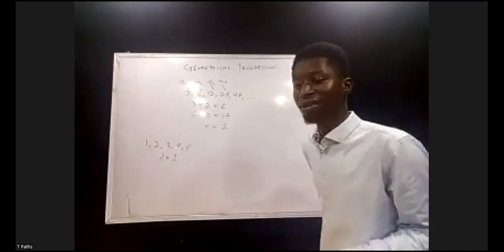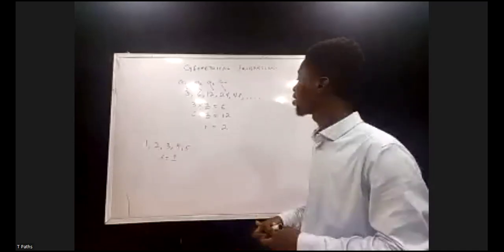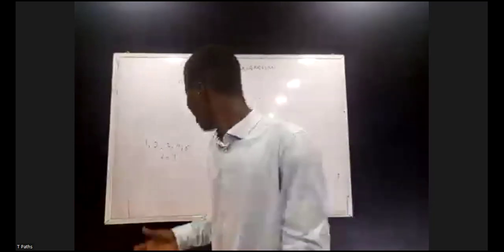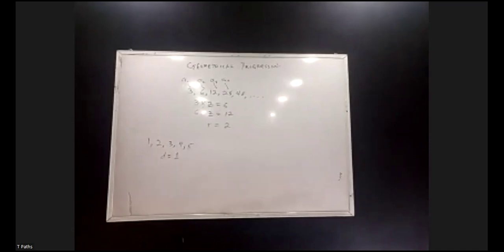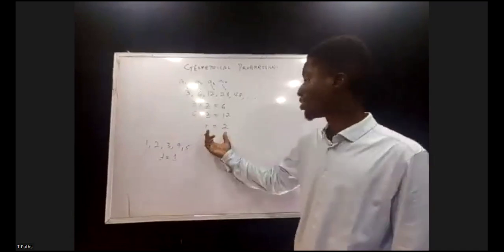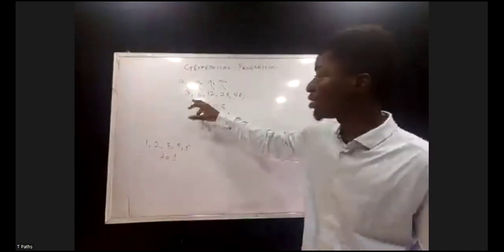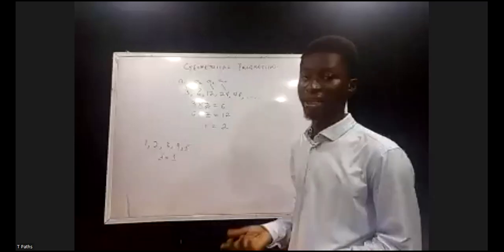Now, let's deal with questions. Now, let's look at it. We have R equals 2, so the common ratio in this case is 2. Now let's talk about what is called geometric mean.